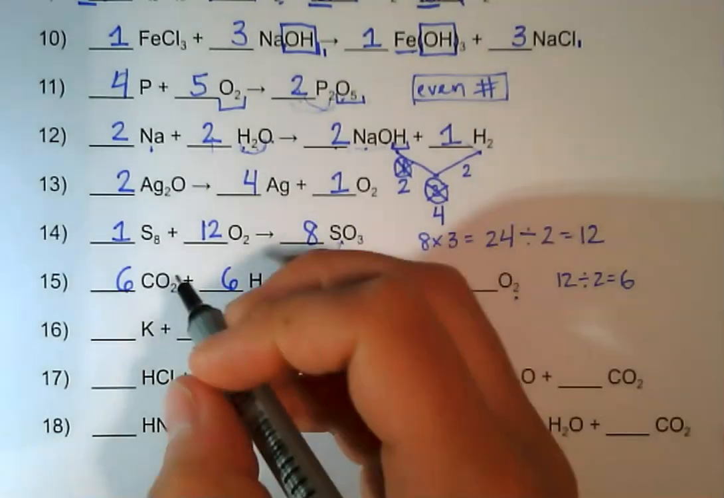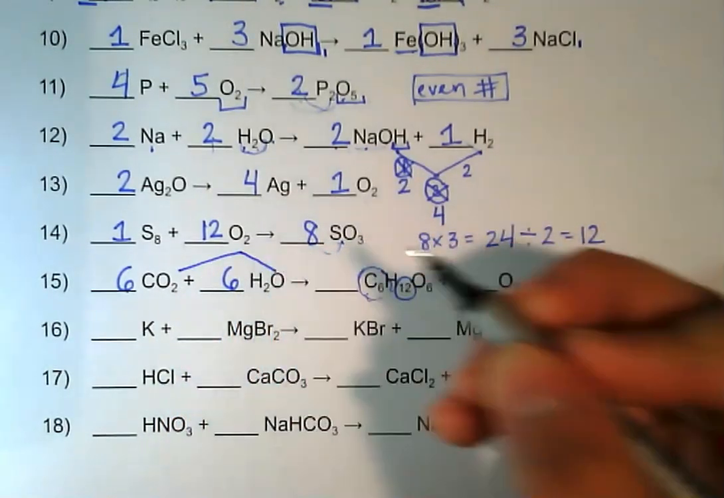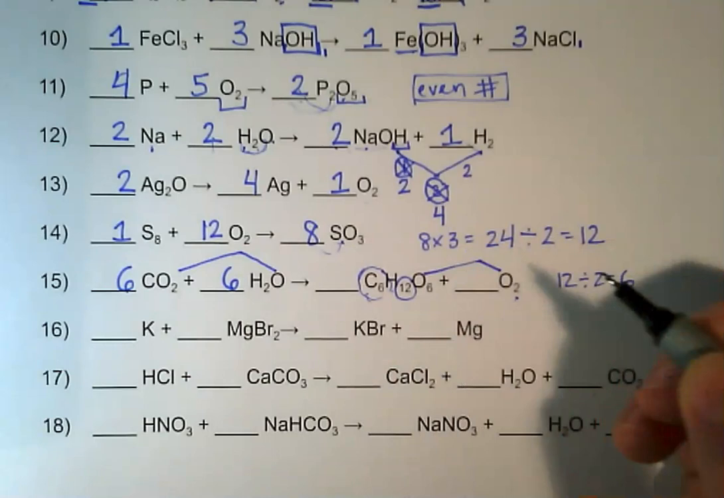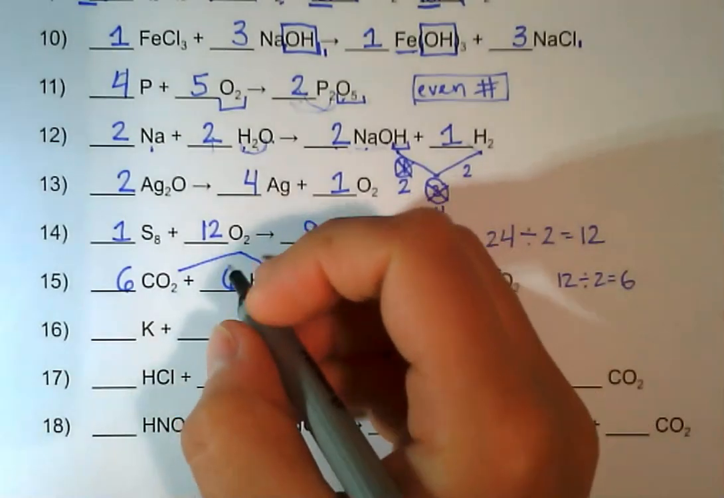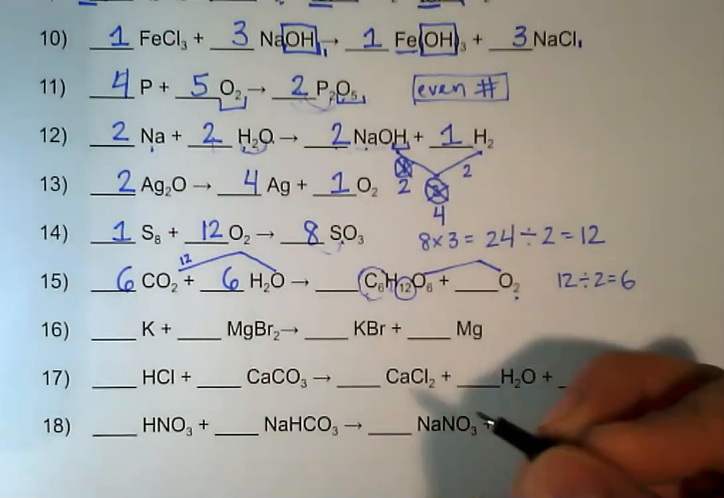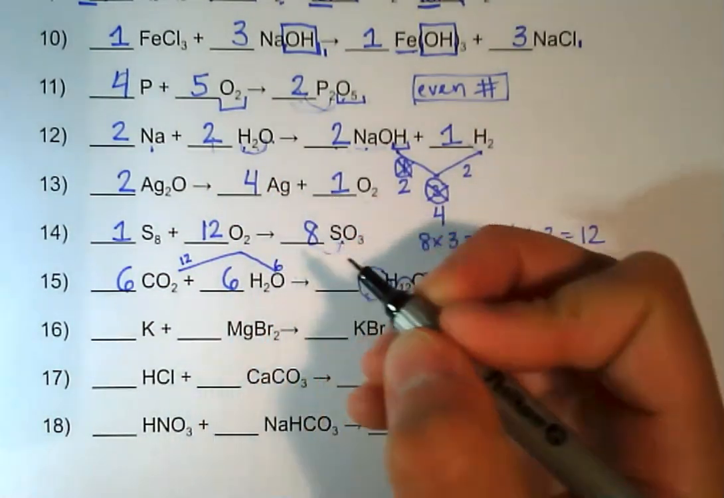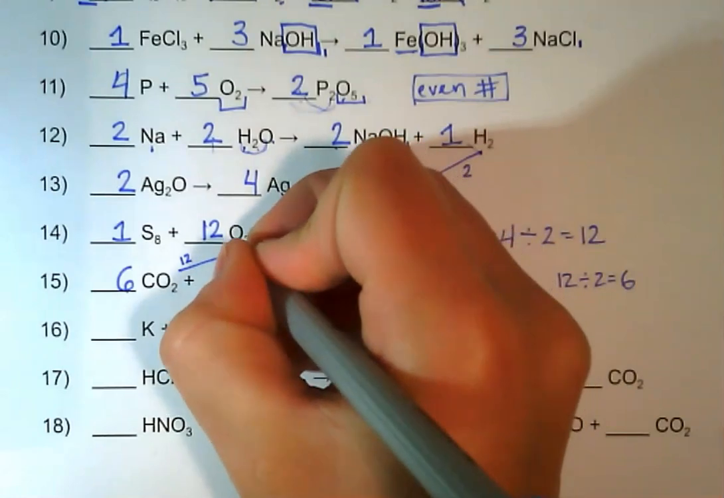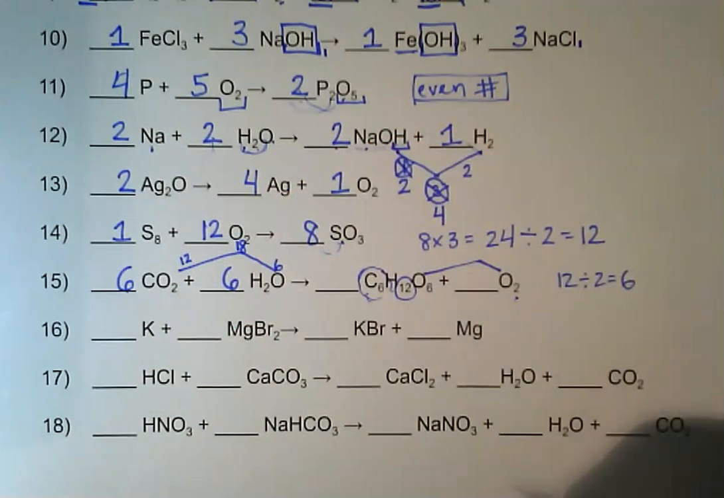Then I have to fix oxygen. So I'm going to draw my carets connecting my oxygens on both sides. Let's see, I have 2 times 6, so 12 oxygens coming from CO2. And then 6 oxygens coming from H2O. So that's 18 total oxygens.